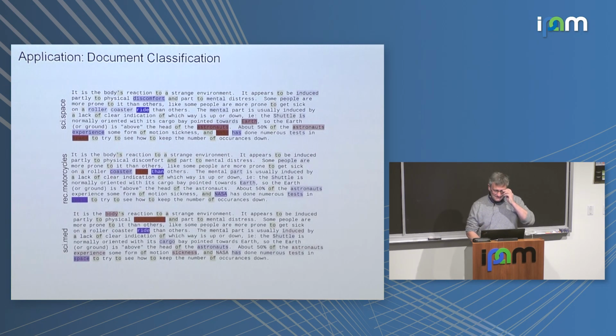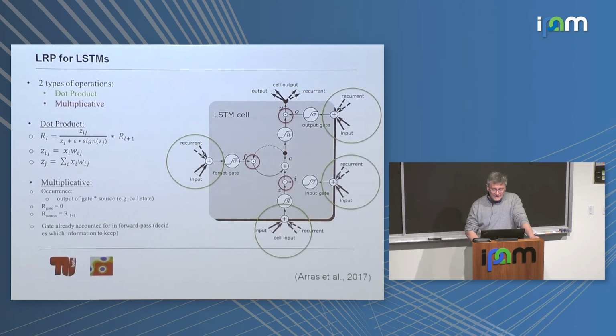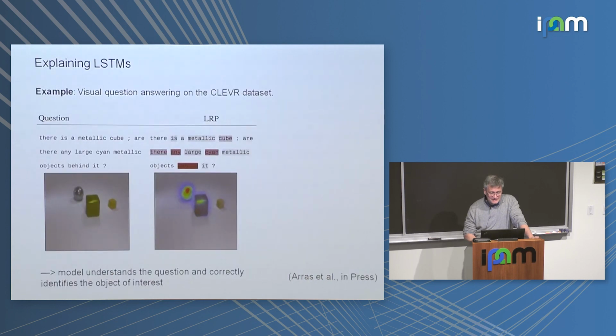So we can apply this to documents and see which keywords speak for some concept, against some concept. We can apply this to LSTMs. So the LRP for LSTMs was done in 2017.